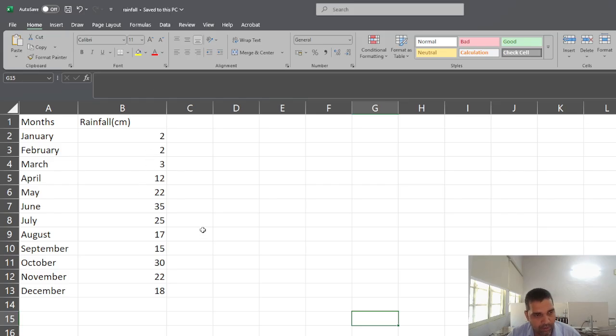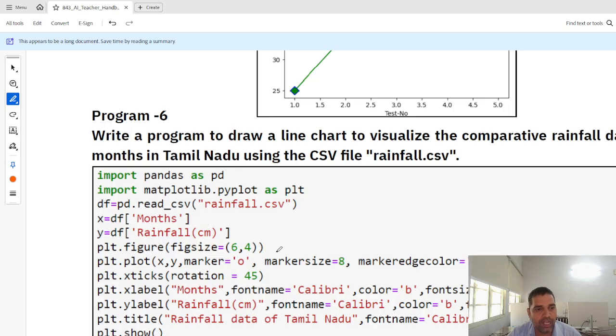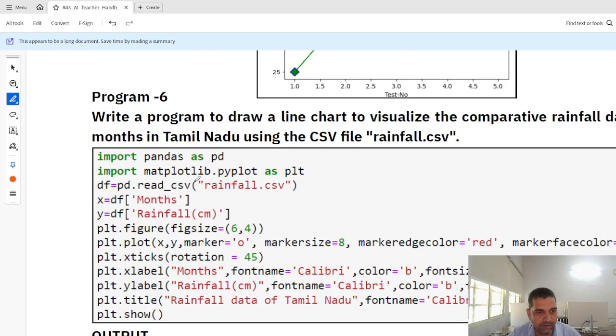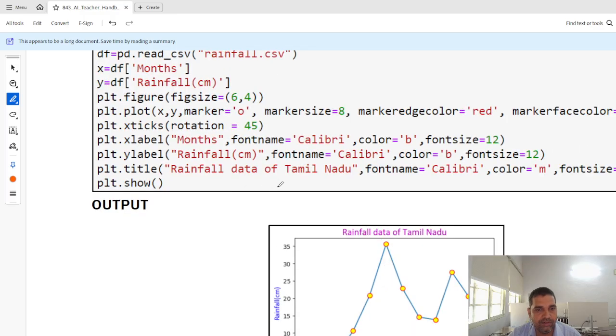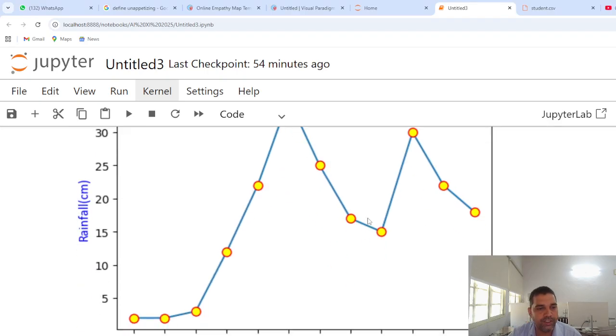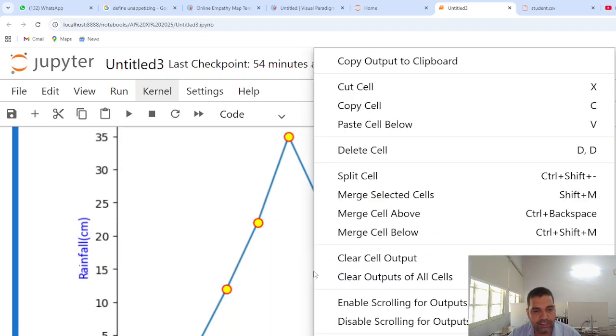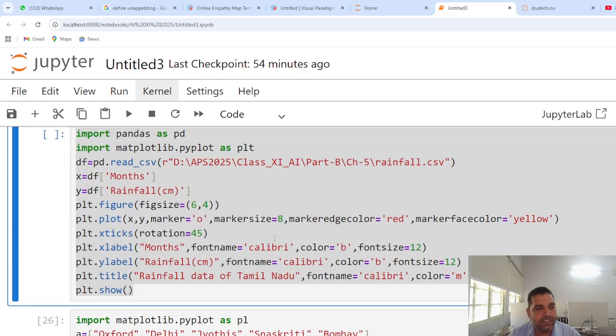Rainfall.csv. Okay, now move on. After that, you have to write this code, and when you execute it, you will get the graph in this format. So we have plotted a diagram for the rainfall data of Tamil Nadu. Let us go to the Jupyter notebook. I will show you the rainfall data. This is the output.